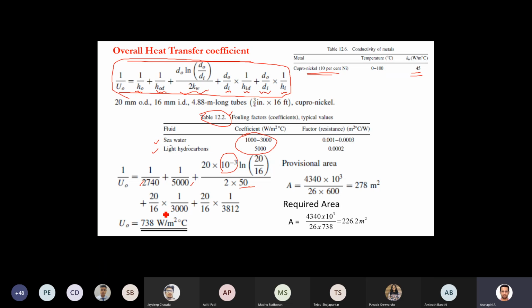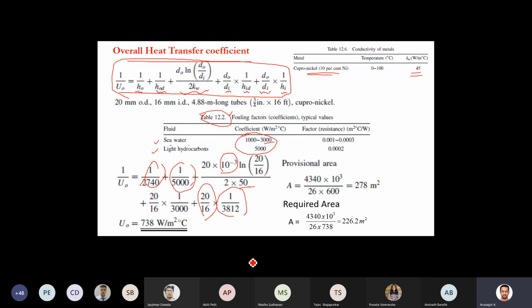Okay. Plus this is the value, 20 by 16 into 1 by 3000. This is the dirt factor you can take. Then this is the area correction factor. This is the heat transfer coefficient of water. So what is the U value? It is 738 watt per meter square. So individually you can calculate, so you can see whichever contributes.